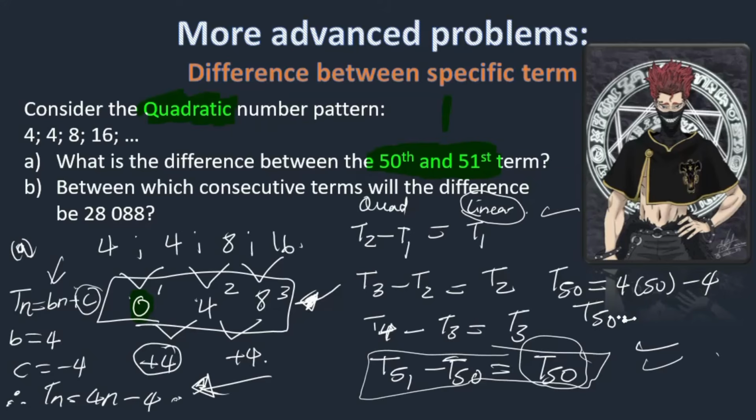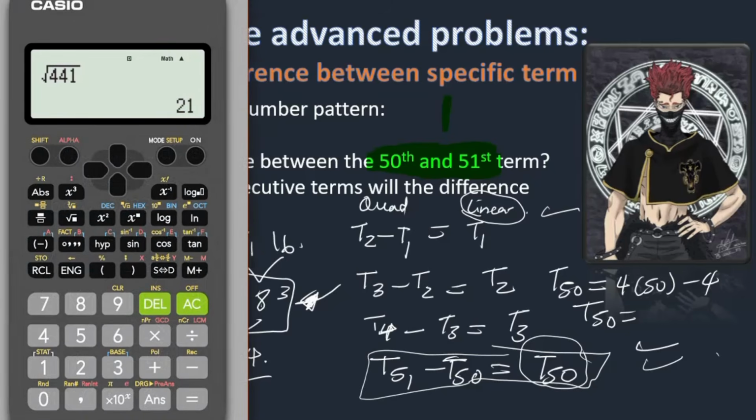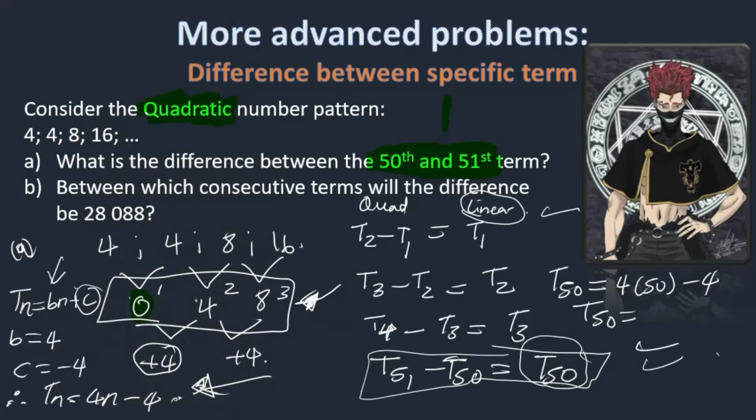So T50 is equals to, let's pick out a calculator here, not strain ourselves. 200 minus 4. That's 196. What is this? 4 into 50. I'm just doing this so I can show you guys that when you write the exam, use a calculator to avoid making mistakes. 196. So this is equals to 196.